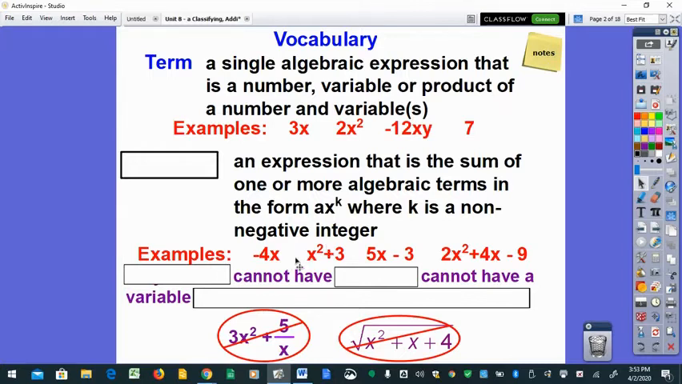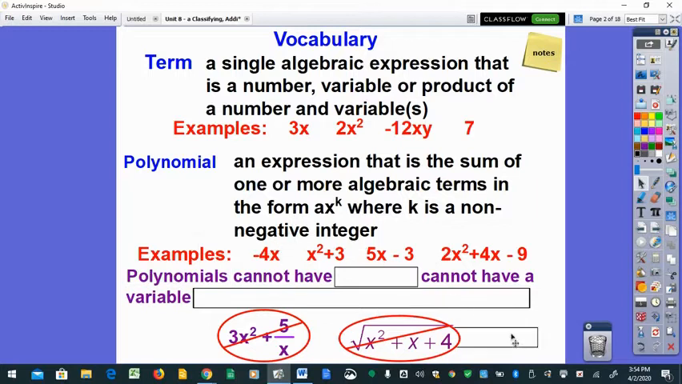Now, when you take those terms and put a plus or a minus in between them, we're going to have a new term, which is called a polynomial. Poly means many, and nomial is like another way of saying term. So if you have an expression that is the sum of one or more algebraic terms, and again, subtraction can be the same thing as adding a negative, you can have a number in front, a coefficient, like the negative 4, and our exponent here is a non-negative integer. Let me explain what that means.